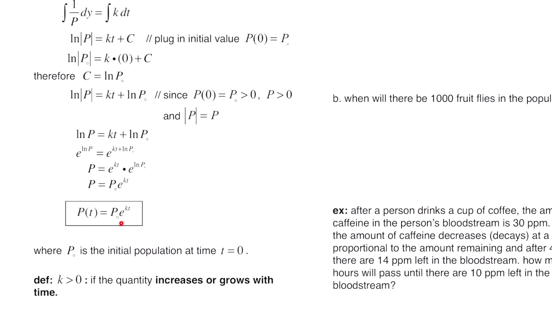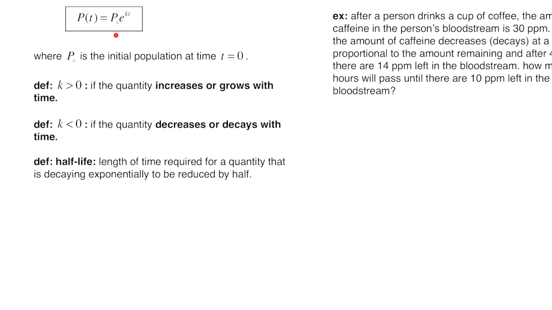And then we'll use this equation to solve some of our problems in this lesson. We just have a note right here that this P naught is the initial population, given at time t equals 0. So again, this is the solution to the differential equation that was given above. If k is greater than 0, or if k is positive, then the quantity is increasing or grows with time. If k is less than 0, or k is negative, then the quantity decreases or decays with time. Then we also have the definition for half-life: the length of time required for a quantity that is decaying exponentially to be reduced by half.